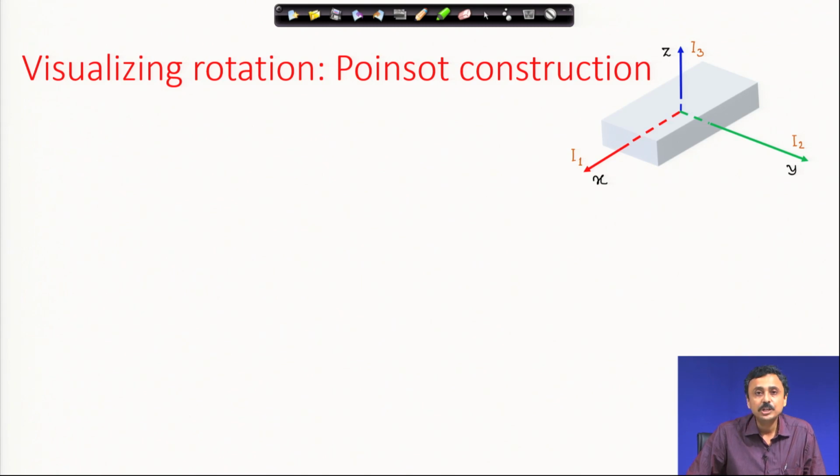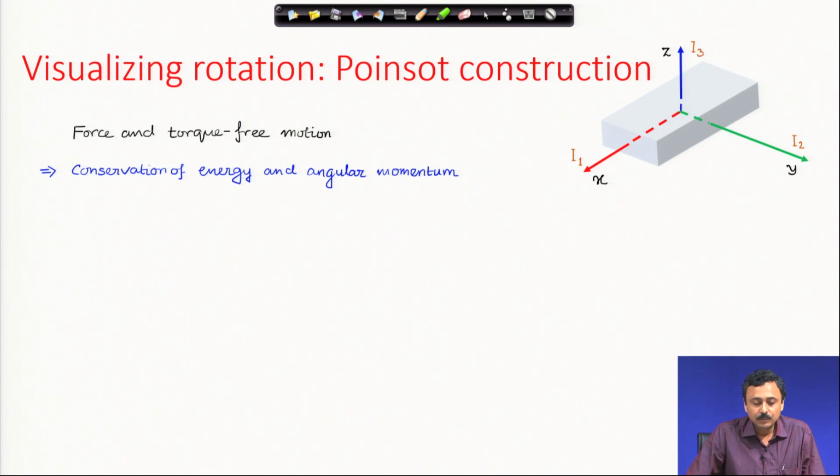How do we visualize this rotation? Because our linear stability analysis did not give us any visualization, any clue how the body will behave when you give a spin about the intermediate axis. Poinsot devised an interesting way of looking at it. We start with the consideration that our body is under no external force, no external torque or moment, therefore it is force and torque free motion, and therefore energy has to be conserved and angular momentum has to be conserved.